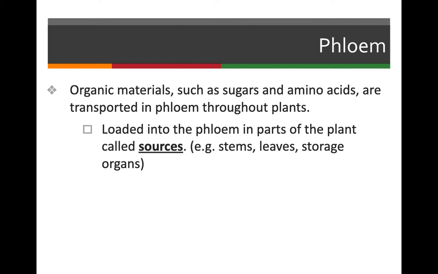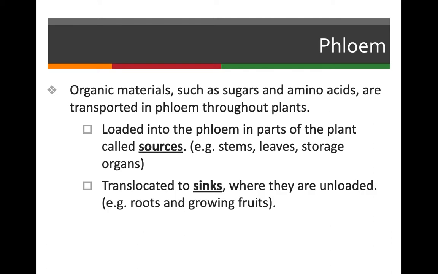Whatever it is you're talking about, sugar, amino acid, is loaded in, that's called the source. And then it's translocated to the sink where it's unloaded. So the point of unloading is called the sink. So this might be the roots, it might be growing fruits, or really leaves when they first start budding.